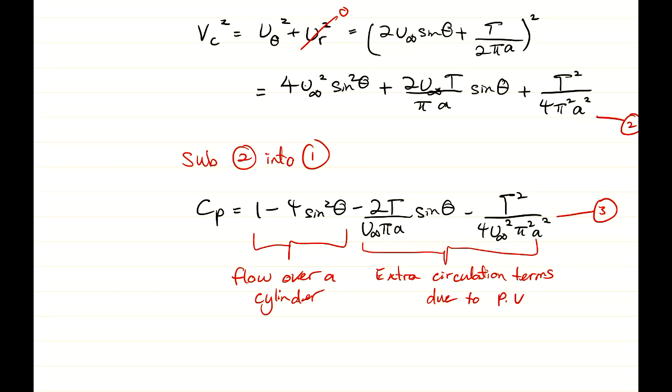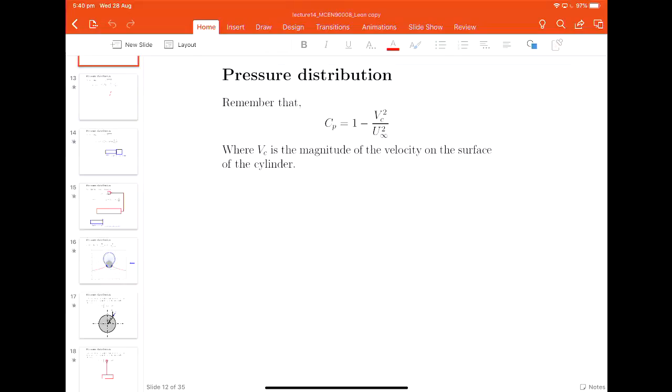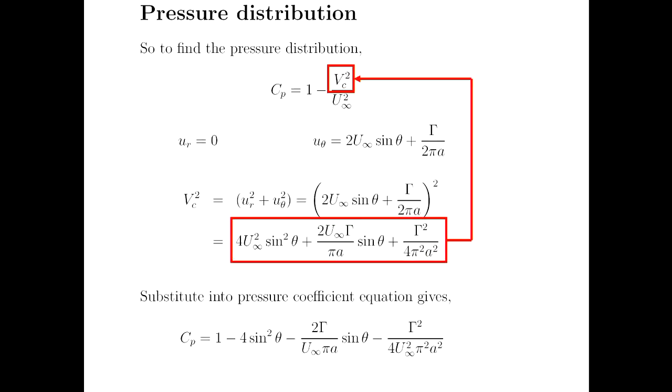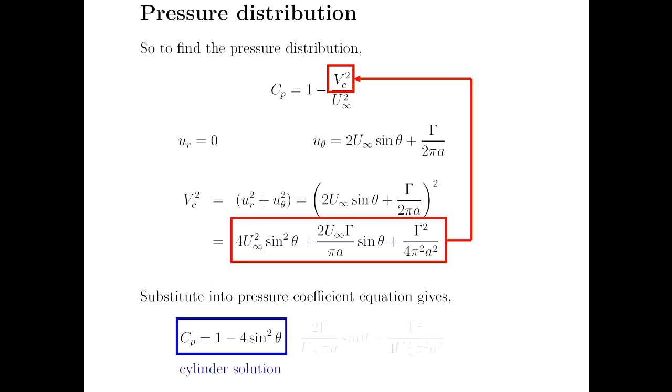Okay, so hopefully you can see from this equation here, Cp comprises of just your standard flow over a cylinder plus this extra circulation term, right? So when gamma is equal to 0, you just get back the standard flow over a non-rotating cylinder. Okay?